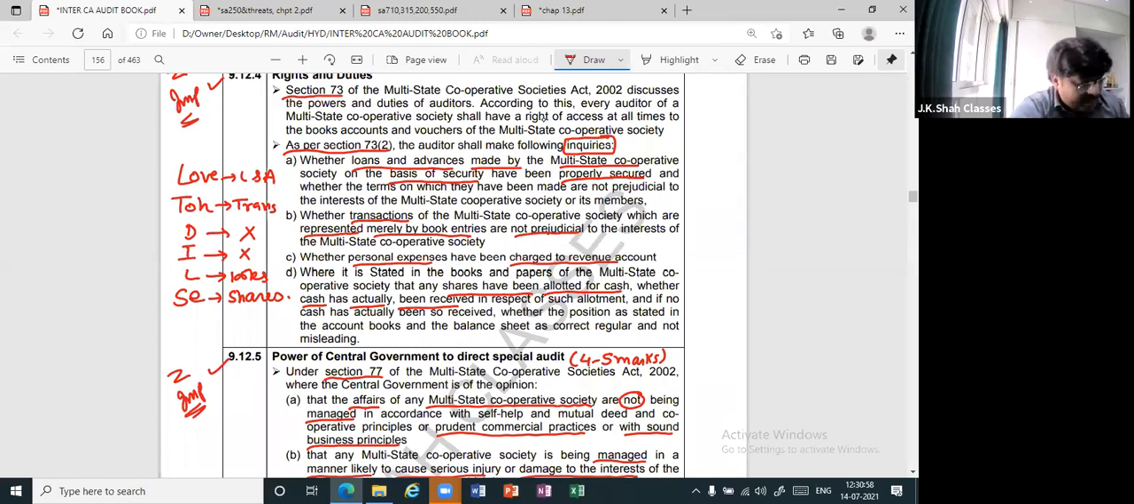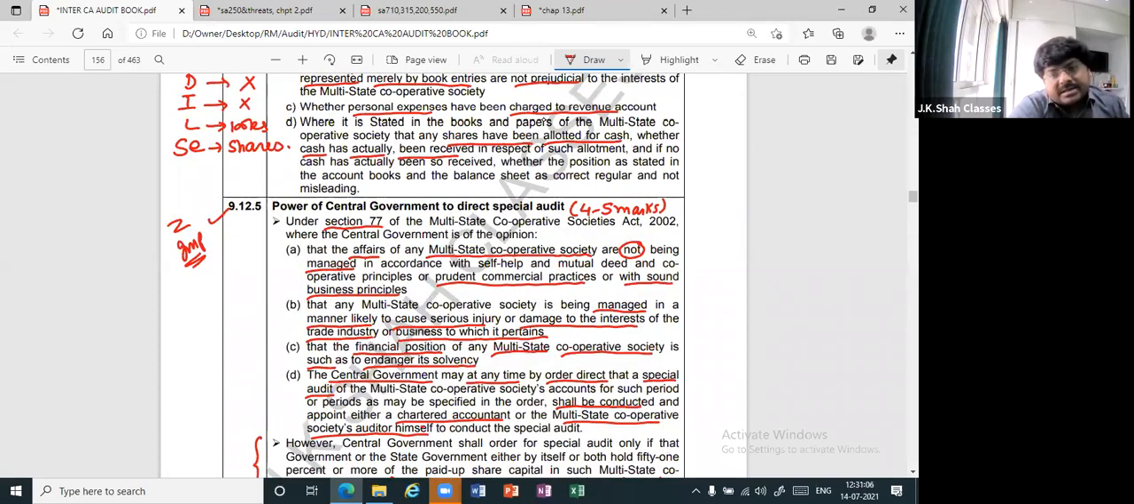Then have a look. Firstly, the affairs of the MSCS are not being managed according to prudent commercial practices or sound business principles. Second, the multi-state cooperative society is managed in a manner which is likely to cause serious injury or damage to the interest or to the trade, industry or the business to which it pertains. In other words, they are not managed properly. But these are the words that we have to use. Thereafter, the financial position is such as to endanger its solvency. In other words, it may go into insolvency. There's no money at all remaining. And lastly, the central government may at any time direct whenever they want to.